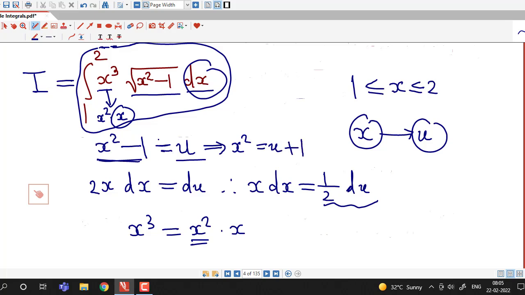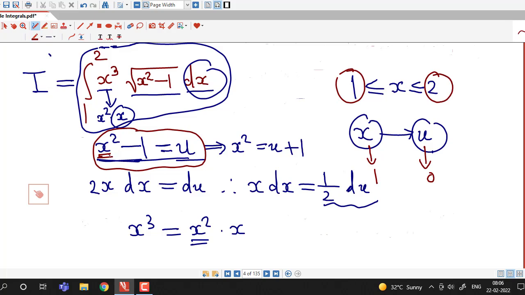For x square we can write, from this, x square as u plus 1. Now because we are changing the variable by this substitution, we have to find the limits for the new variable also. Using u equal to x square minus 1, for x equal to 1, u is 0, and when x is 2, u equals 4 minus 1, that is 3. So if the limits of x are from 1 to 2, the limits of u will be from 0 to 3.